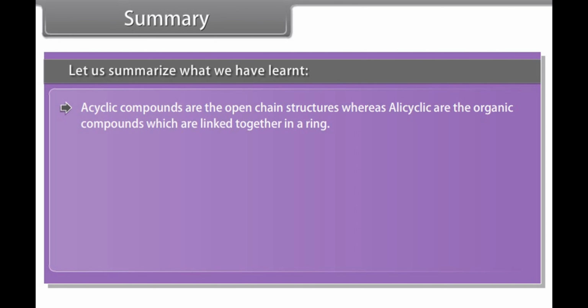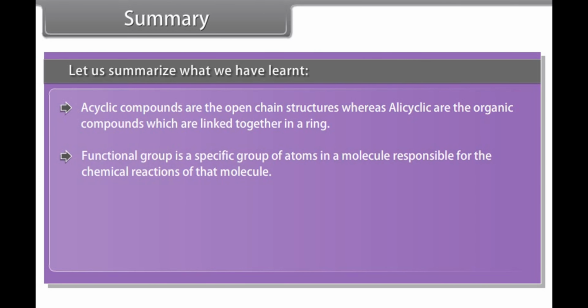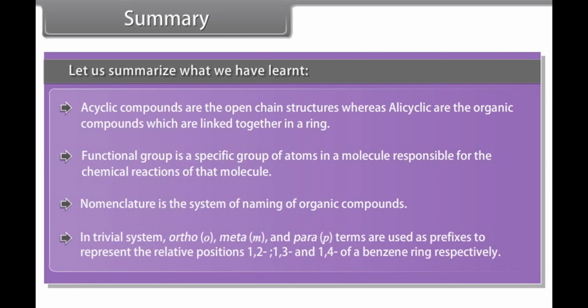Acyclic compounds are the open chain structures, whereas alicyclic are the organic compounds which are linked together in a ring. Functional group is a specific group of atoms in a molecule responsible for the chemical reactions of that molecule. Nomenclature is the system of naming of organic compounds. In trivial system, ortho, meta and para terms are used as prefixes to represent the relative positions 1,2, 1,3 and 1,4 of a benzene ring respectively.